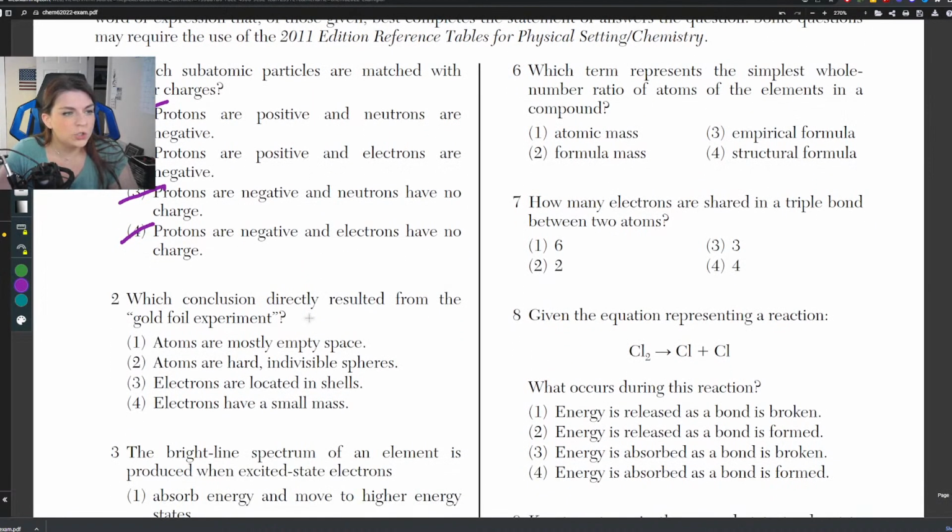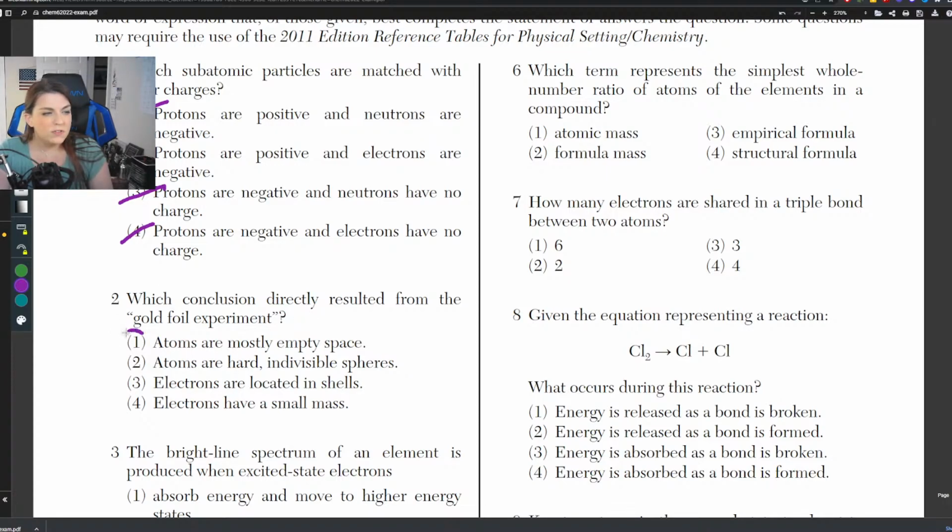Moving on to number 2, the gold foil experiment. Okay, we know Rutherford has the sheet of gold foil. He's launching alpha particles at the gold foil. Most of those alpha particles go straight through the foil and hit the back of the detecting screen, upwards of 99%. That told him that the atom is mostly empty space with a small, dense, positive nucleus. So the answer that applies here is answer 1.